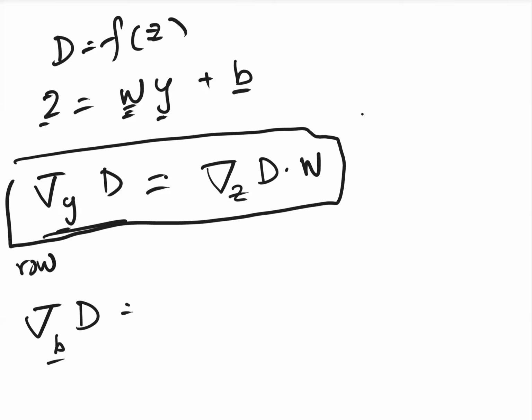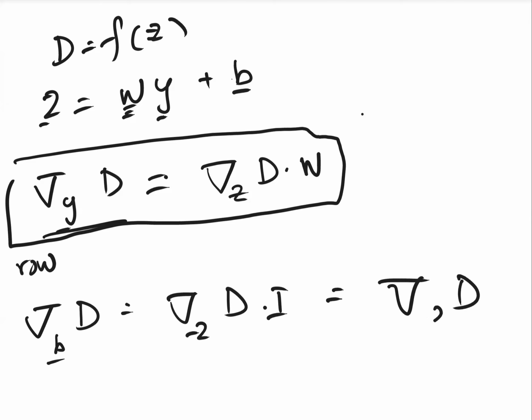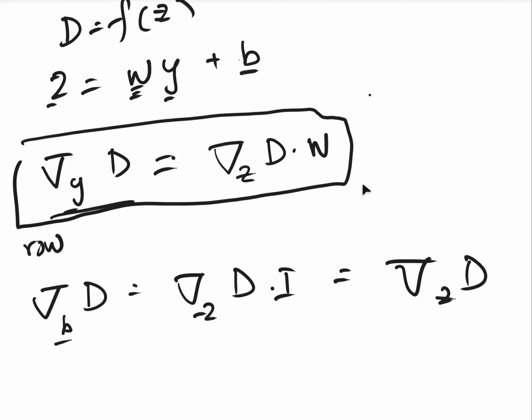Anyone? I'm speaking of the derivative of d with respect to b. What's that going to be? It's going to be nabla dz times identity, which is nabla dz. Right? Guys with me? Perfect.